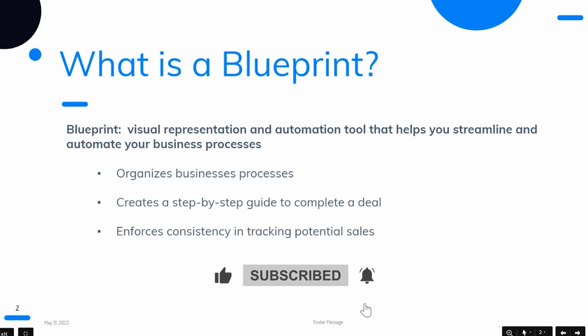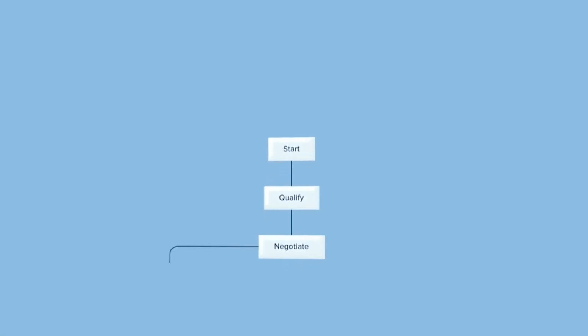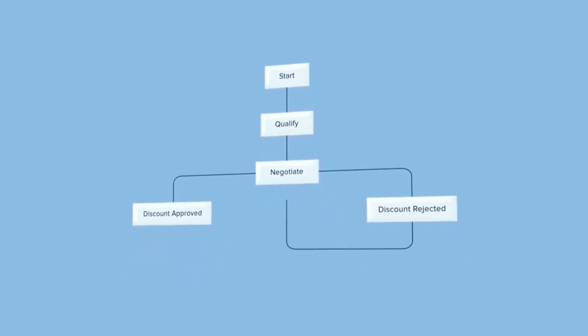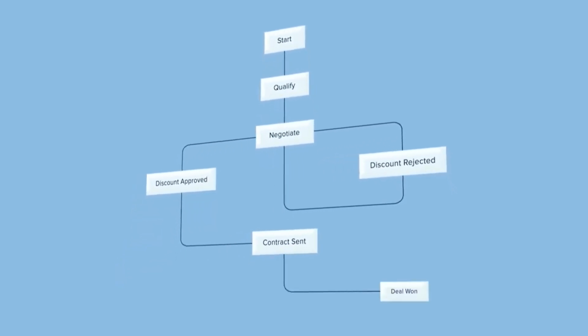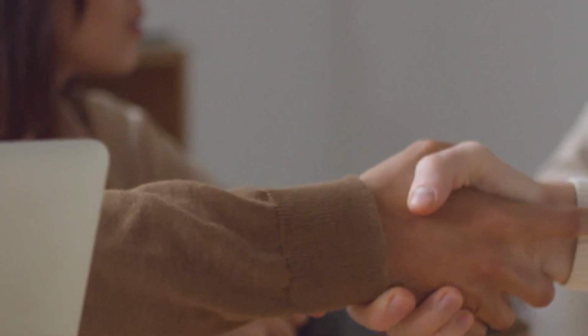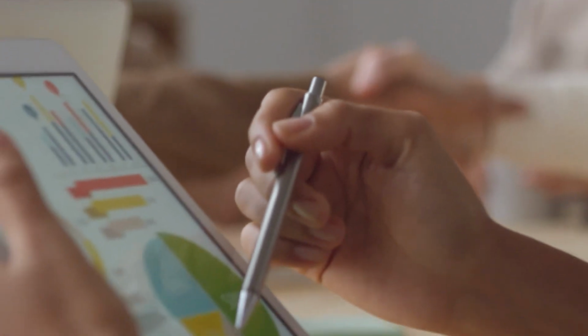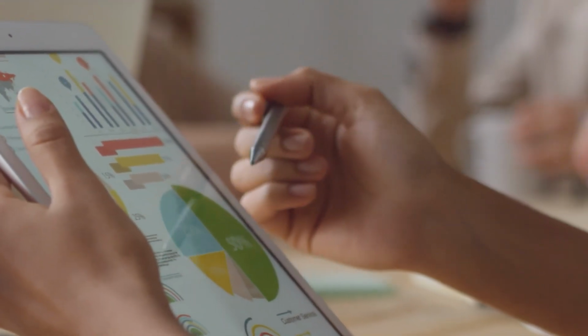Now let's get started. A blueprint is an online replica of your business process, acting as a roadmap to ensure consistency and efficiency in your sales operations. Every organization has some sort of business process they use to run their business, and each business process has various steps or stages that an organization wants you to follow to complete a deal.